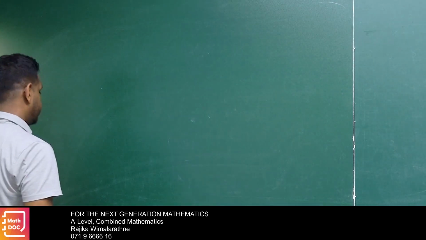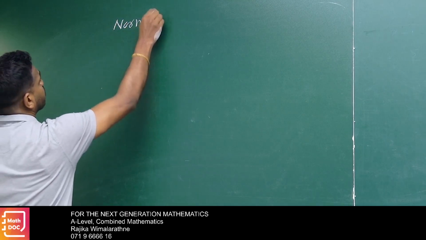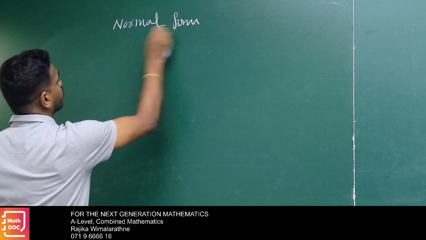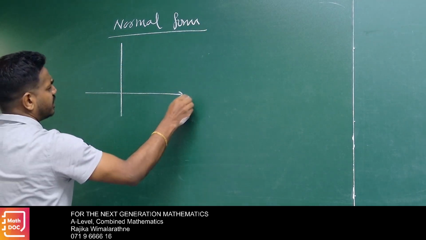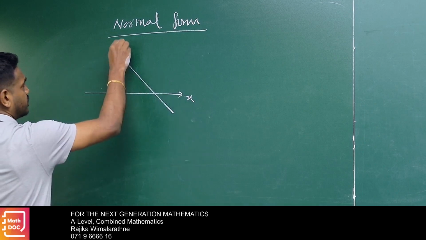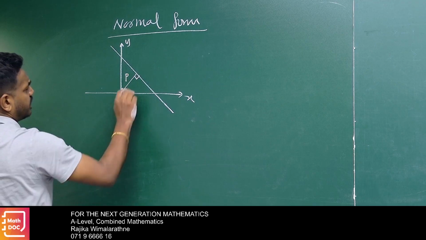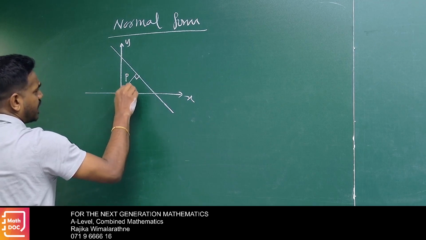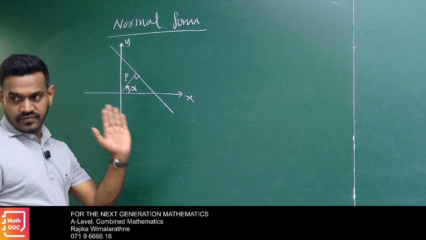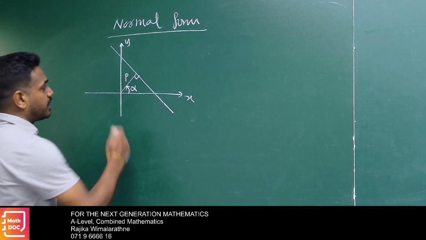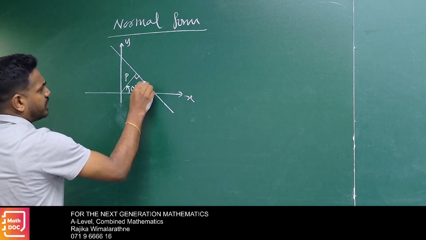Okay, there's another form, normal form. Here the given data: the perpendicular distance from the origin to the line, P, is given, and that perpendicular makes angle alpha with the positive direction of the x-axis, in the anticlockwise sense. Then we are going to find this equation. You take point here x bar, y bar.